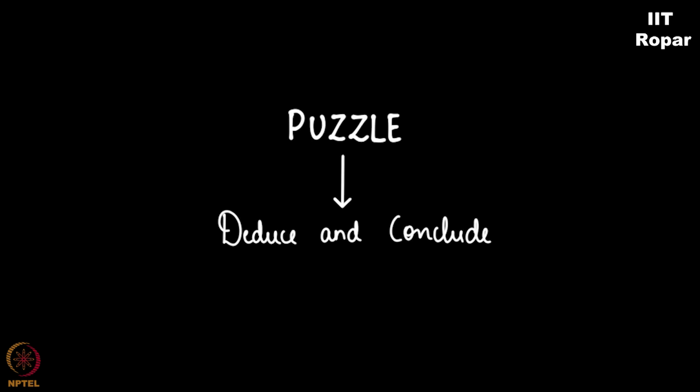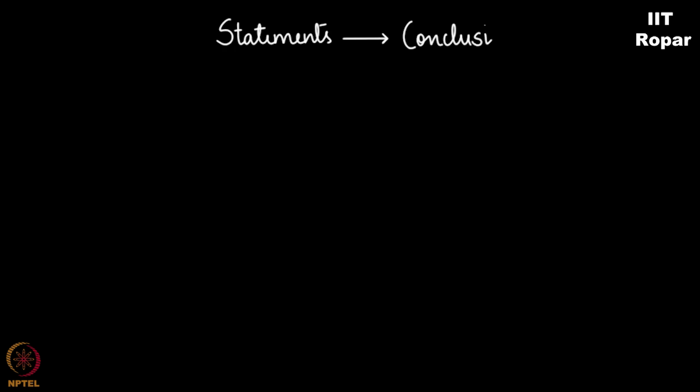When you're given a puzzle, you have some information in your hand. We have to deduce something and conclude something. So similarly, even in logic, sometimes we'll be given statements which are known to be true. We have to use that information and arrive at our conclusions. Following are a few points that you need to make note of.